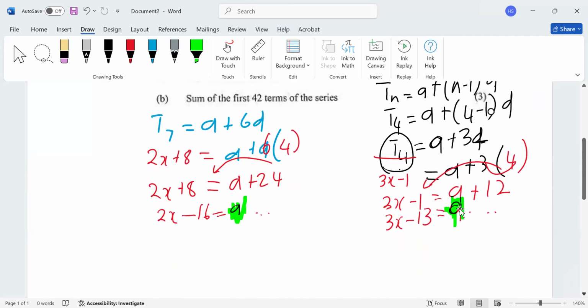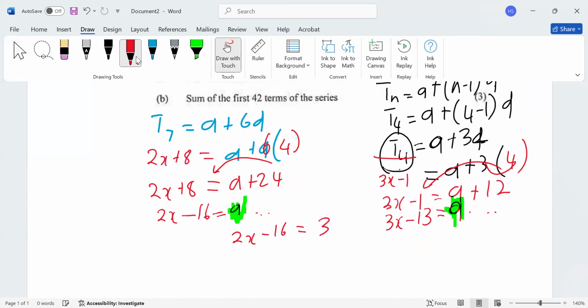I should fix my handwriting. I will try to fix my handwriting. So we have 2x minus 16 is equal to 3x minus 13. And then we want to make x the subject.